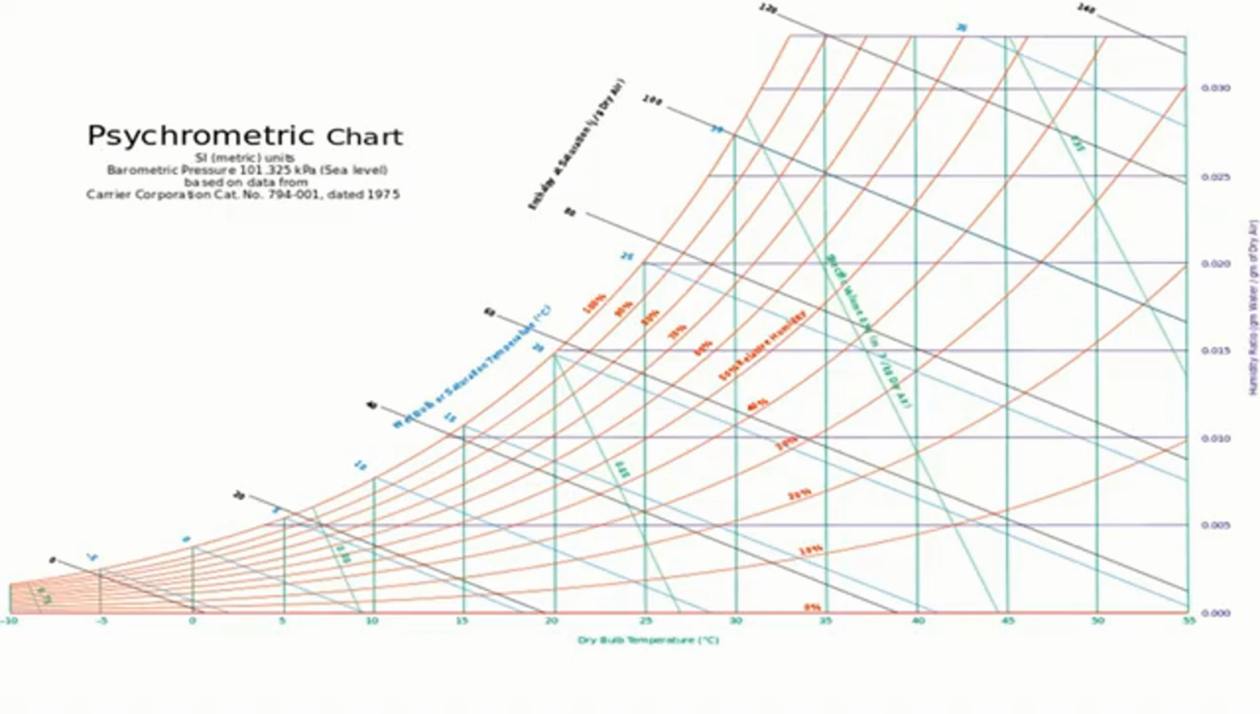This is the psychrometric chart and I am not going to discuss it right now because it seems to be very complex. Let's make it simple, stepwise.